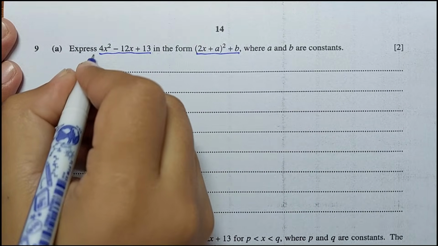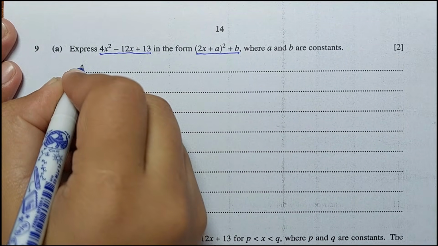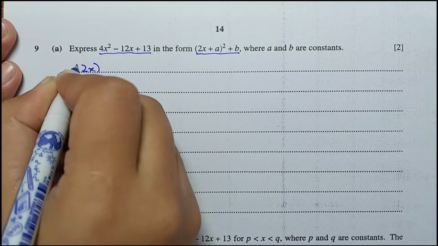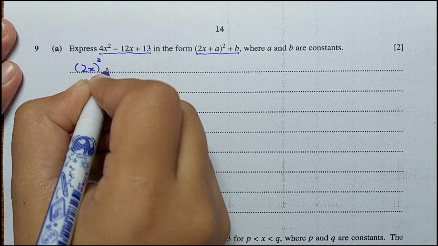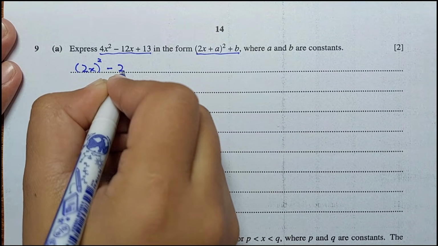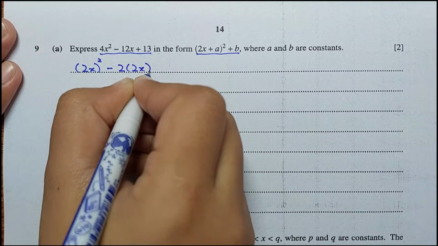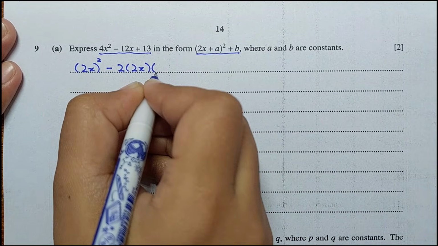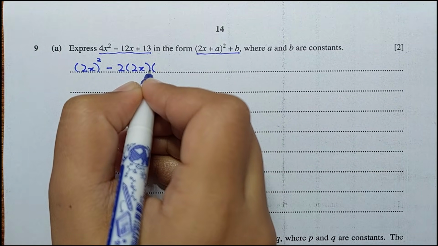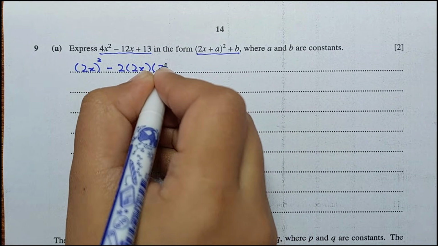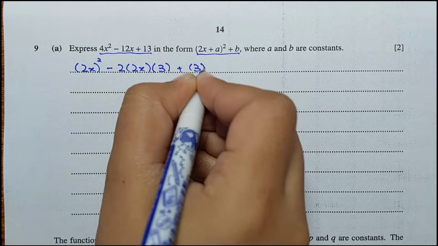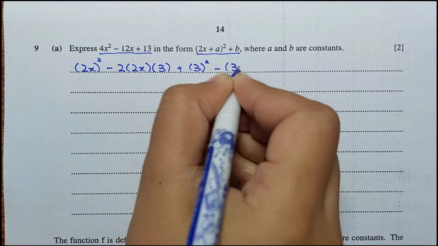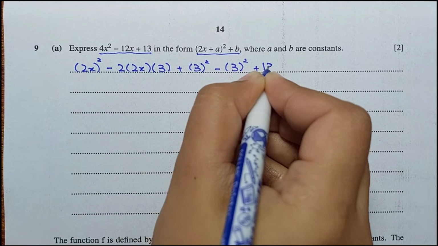Let me do the completing square method. 4x square, we can write this down as 2x whole square, and minus 2 into a term is 2x into what makes 12x. 2 times 2 is 4 and 4 times 3 is 12, yes, 3. So add 3 square and subtract 3 square and plus 13.